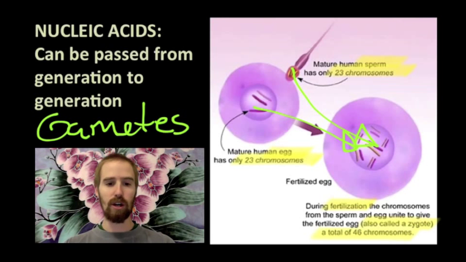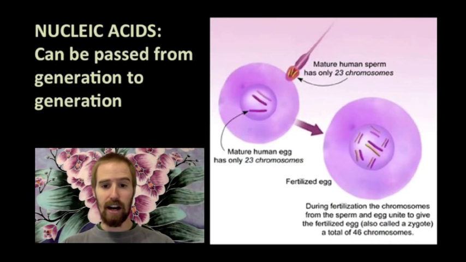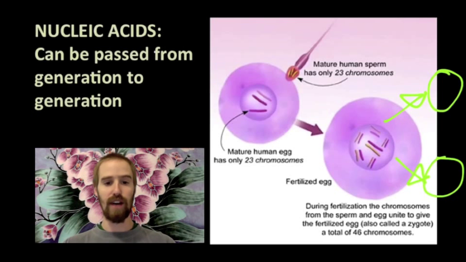This is why we look a little bit like each one of our parents, but also look unique in our own way. This combination of our mother's DNA and our father's DNA is then passed to every cell in our body as this zygote divides over and over again to make the trillions of cells found inside the human body. And every one of these cells should have pretty much exactly the same DNA inside.